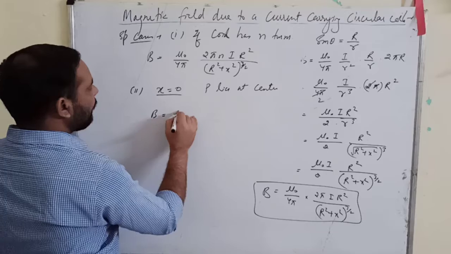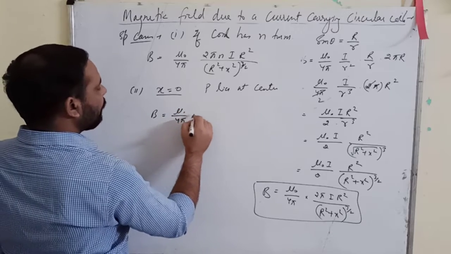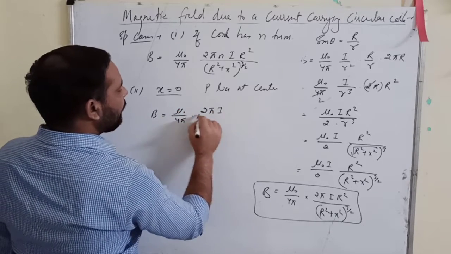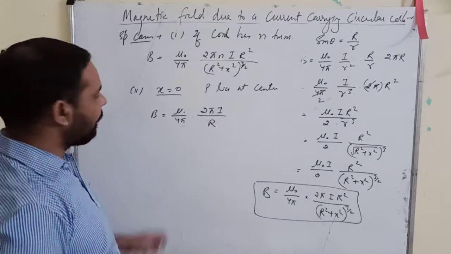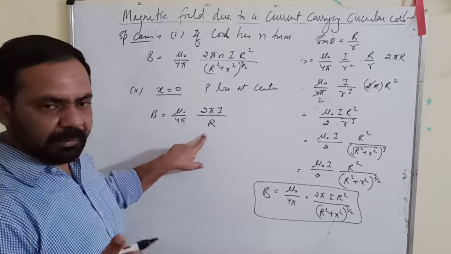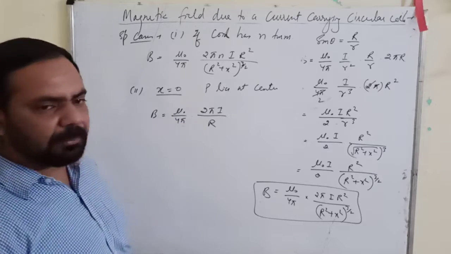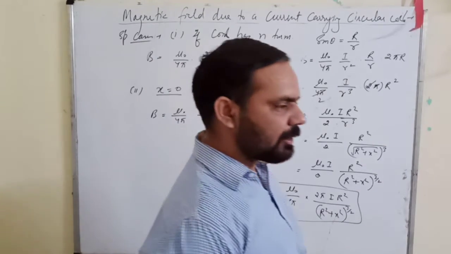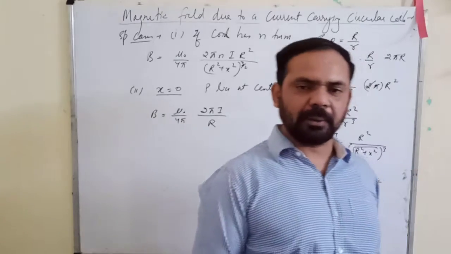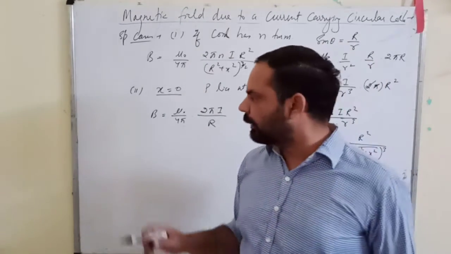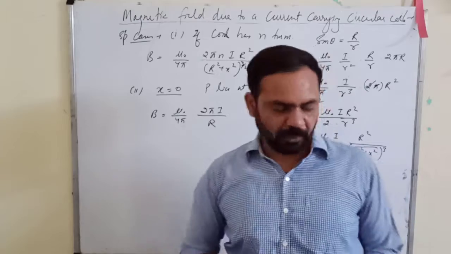So B will be equal to mu naught upon 4 pi, 2 pi I upon r, just for one turn. If you have only one turn in the coil. If you have n turns, then this formula will become n times. So the magnetic field at the center of the current carrying circular coil is not zero, it is rather this much.